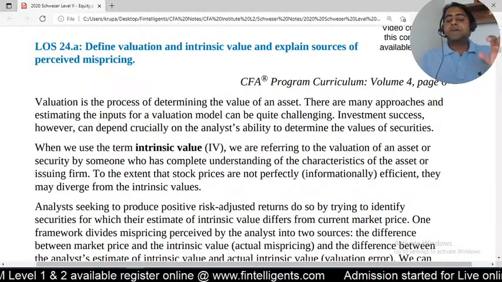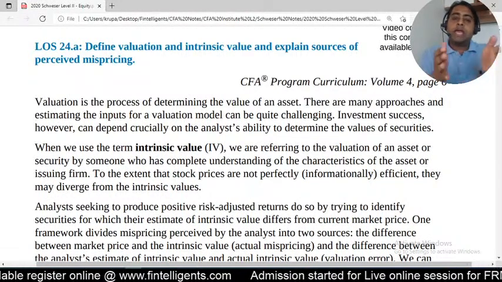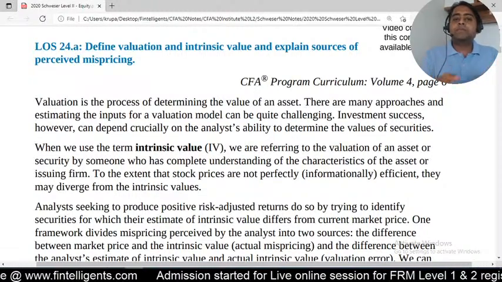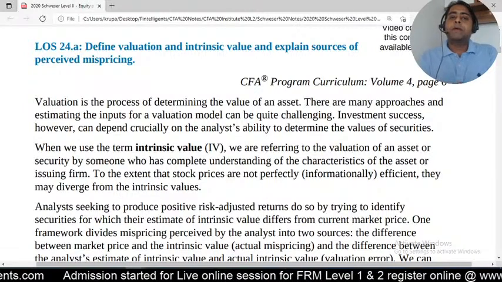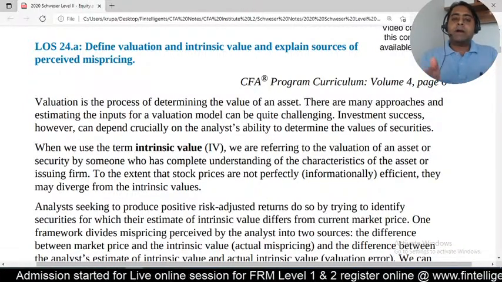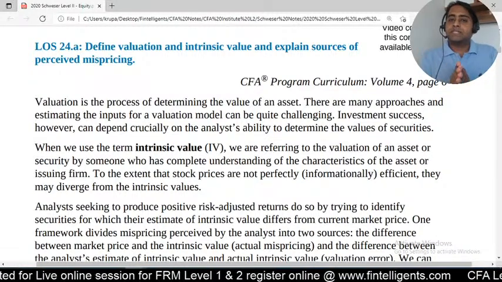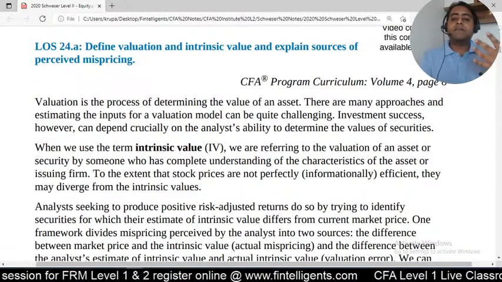So this first learning objective gives you an introduction to intrinsic value, and it also talks about the sources of mispricing. That means when you look at the market price and the intrinsic value, many a times you find that the market price is different from the intrinsic value, and what are the reasons for that difference. That is what the learning objective is going to focus on. So let us start with the first paragraph.